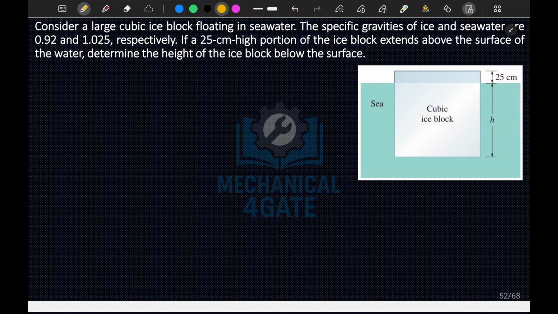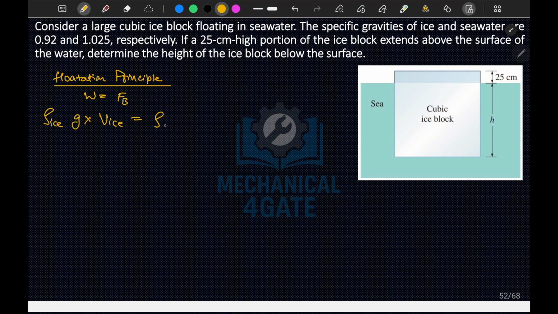So from Archimedes principle, we know that for flotation, your weight is equal to buoyant force, or buoyant force is equal to weight. So weight of this ice cube will be density of ice times g times volume of the ice, is equal to density of sea water times g times volume of submerged or fluid displaced.